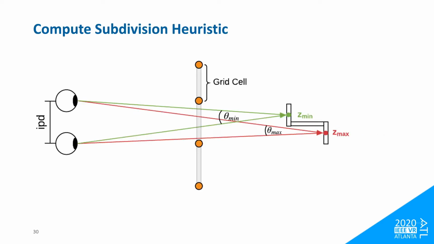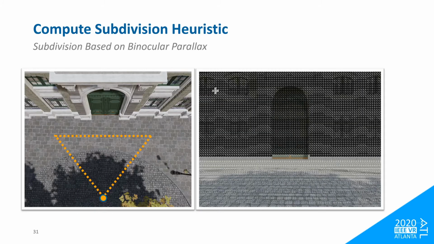The rationale behind our subdivision heuristic is basically, if a grid cell contains depth values which are not discriminable by our stereoscopic vision, we don't have to subdivide a cell, as its reprojection will result in the same perceived depth information a planar unsubdivided cell would deliver. For a conservative estimate, we compute the min-max depth values in a cell, from which we calculate the binocular parallax. If this value is above our threshold, we mark the cell for subdivision. Let's see this heuristic in action.